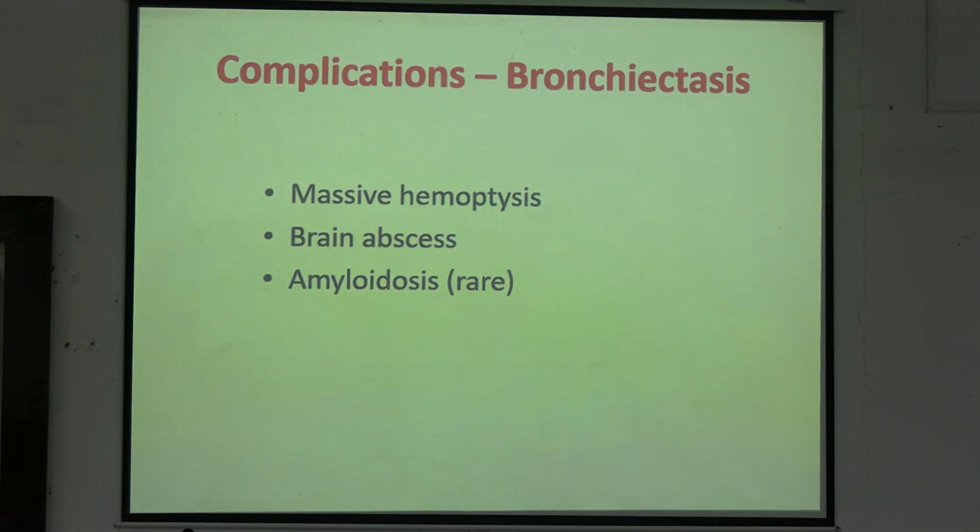So what are the complications of bronchiectasis? There can be massive hemoptysis, meaning the patient can cough out blood. Brain abscess can occur, and rarely amyloidosis can develop.